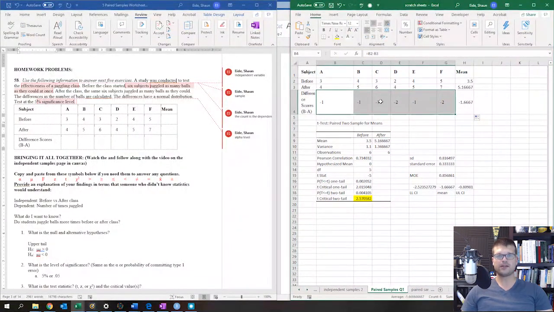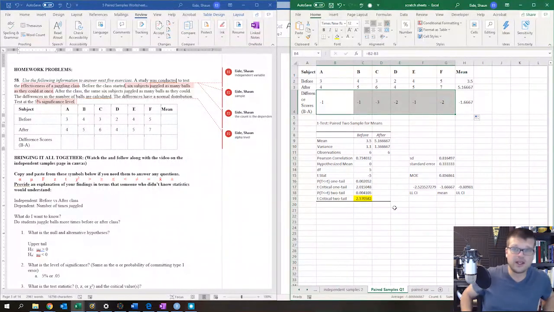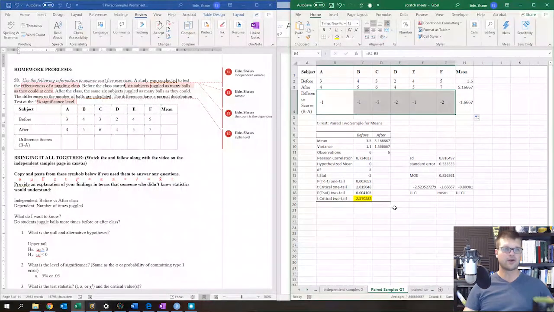When we have paired samples, we can look at all of these as independent, but it's actually a lot better and a lot more accurate to look at the individual difference scores. It gives a lot more information and just a lot more accuracy.